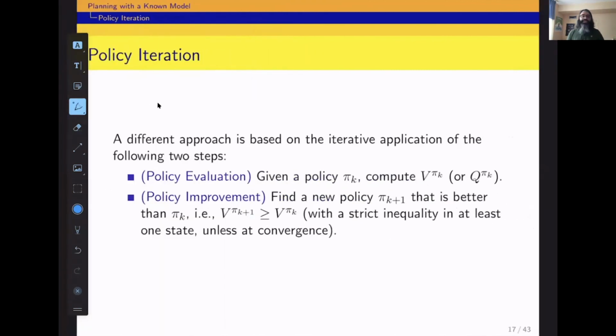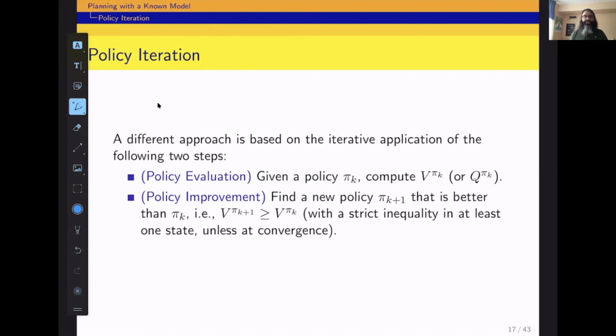Okay, so this is the second method, policy iteration. It is a different approach that has basically 2 steps. What I'm describing here is a generic form of policy iteration. Policy iteration refers to a specific choice of one of these steps. The generic method is an iterative method, and at each iteration we do 2 steps. One is policy evaluation, the other is policy improvement.